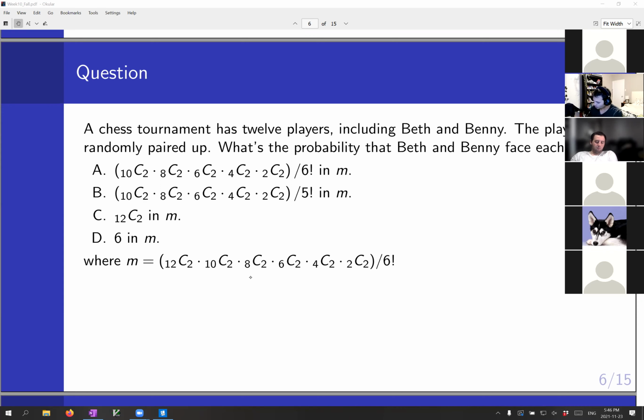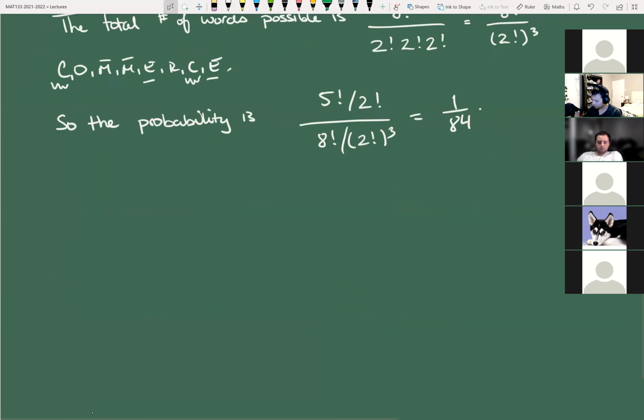So the first thing that we want to do is that even though the question tells us the total possible number of all possible matches, it's this number M here. Let's make sure that we understand where that number M comes from because it's going to help us figure out the probability in general, okay? So this is question 6.